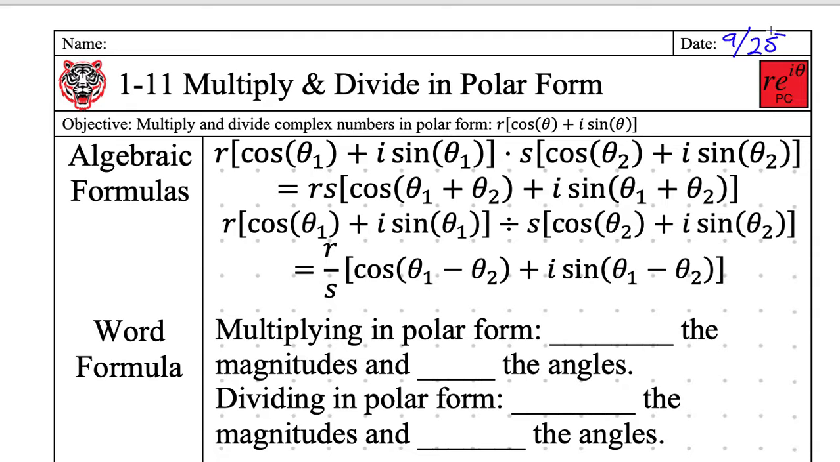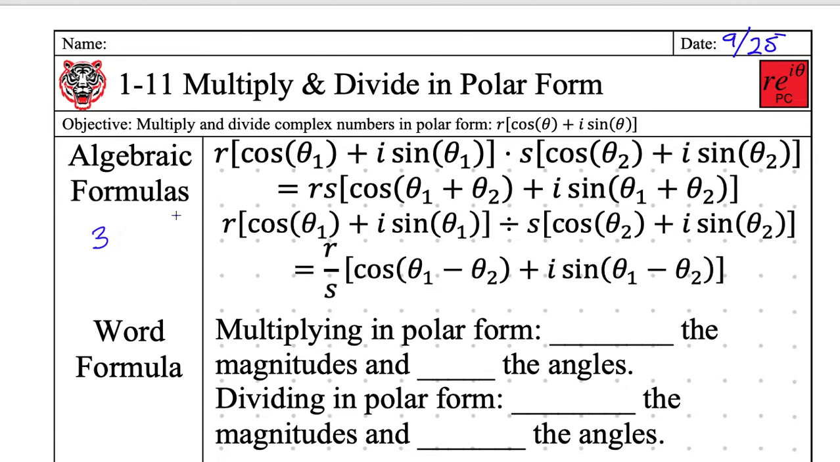We've already learned how to multiply and divide when we're in rectangular form, and it's kind of hard. You remember dividing in rectangular form where you did something like 3 plus i divided by 2 minus 7i, and you had to multiply by the conjugate. You had to do 2 plus 7i, 2 plus 7i, all that stuff. That wasn't that hard. This is even easier. Today is even easier than that.